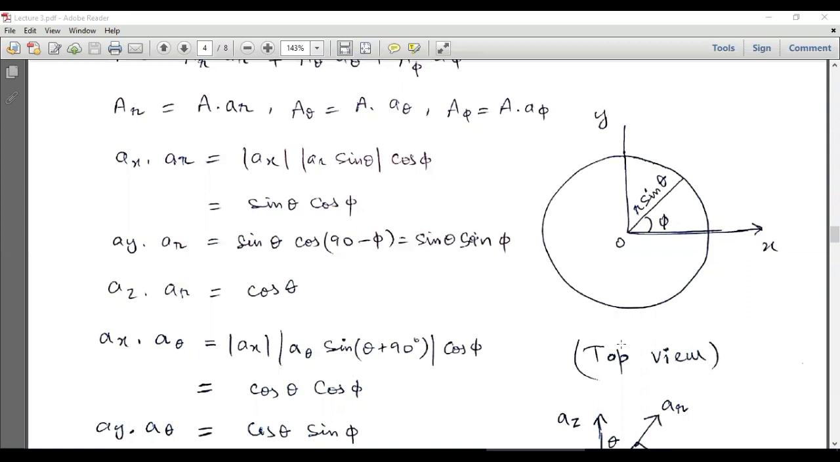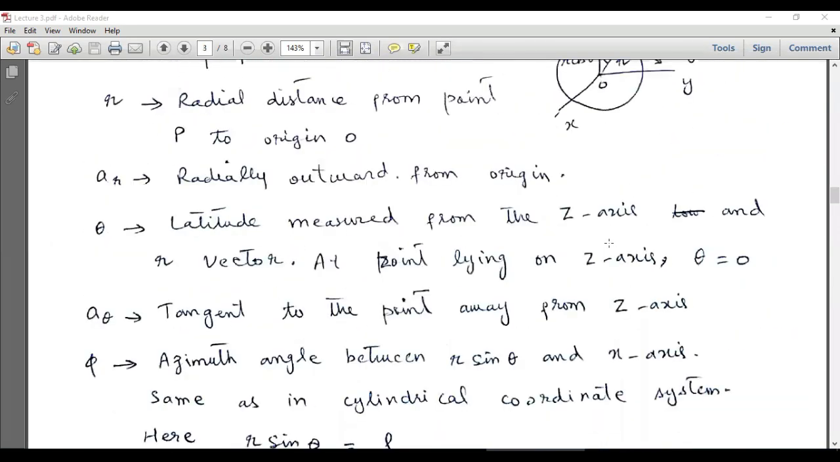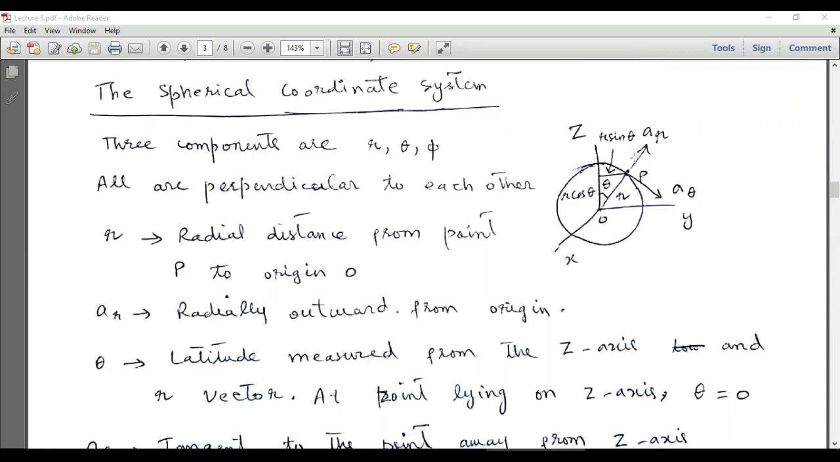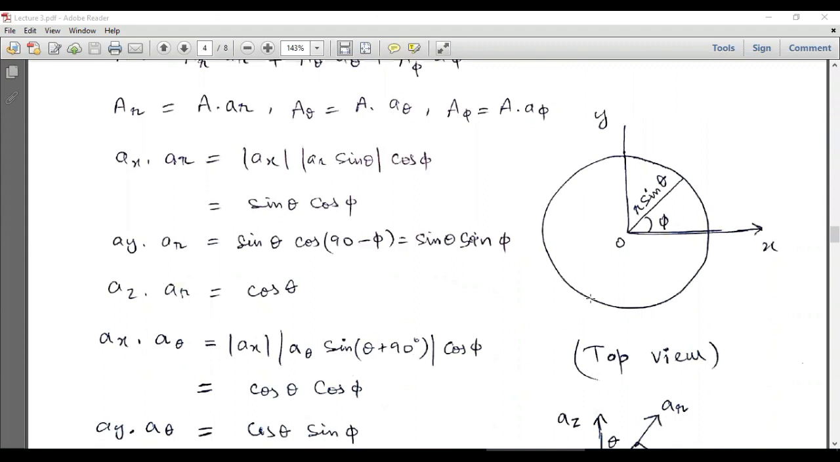If we have the top view, if we see this sphere from the top, then these AR sine theta and A theta cos theta will be in the same direction, right? Because we have drawn all the unit vectors over here. So this is actually A theta and this is actually AR. They are at a right angle if we have the side view. But if we see these two vectors from the top, we will just see these two vectors in the same direction. So AR sine theta and A theta cos theta will be in the same direction in the top view.